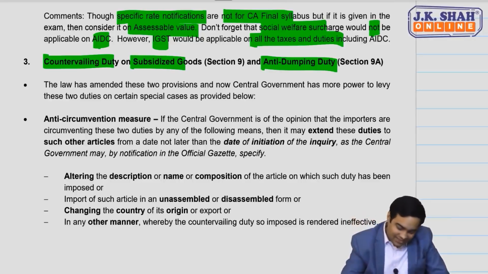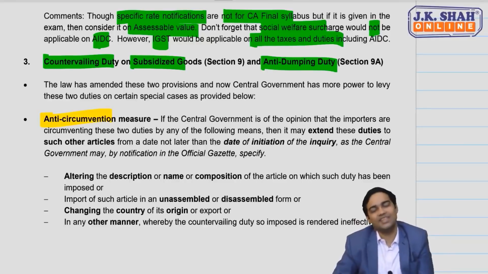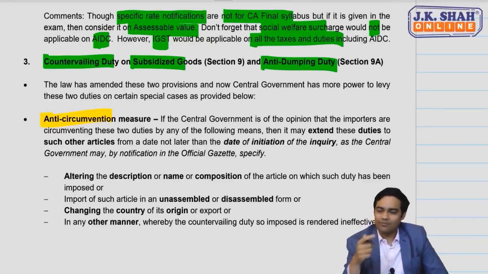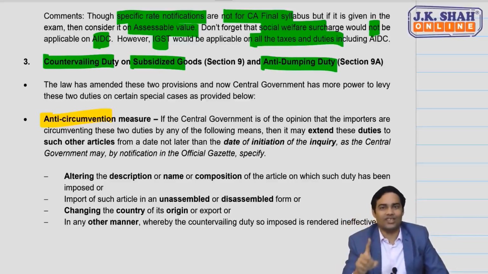Let's see. First one is the Anti-Circumvention Measure. Meaning, sir, suppose anti-dumping duty is applicable on this pen, but I get this pen in unassembled form, or I change the description, I change the name, I change the product variants. In that case, now the government has the power that if any circumvention is done where you are trying to avoid these duties, then the government will notify additional goods on which anti-dumping duty and countervailing duty on subsidized goods can apply.